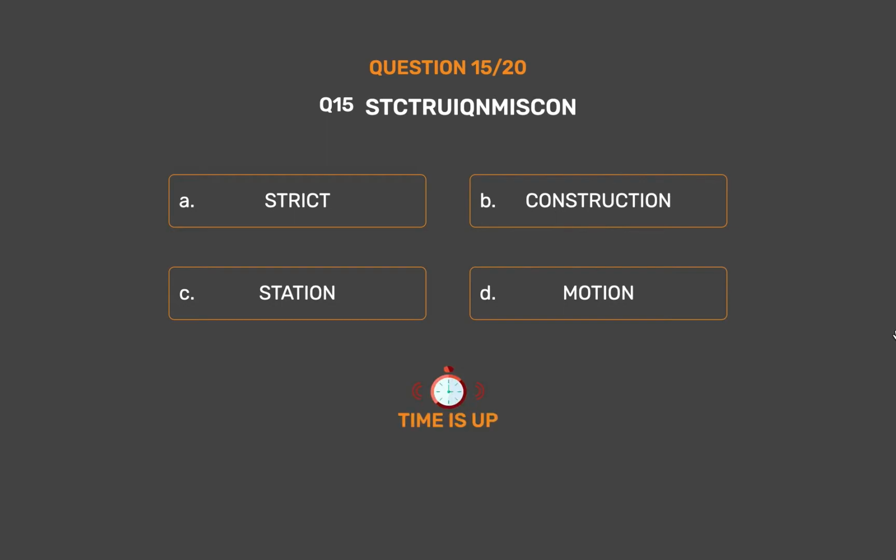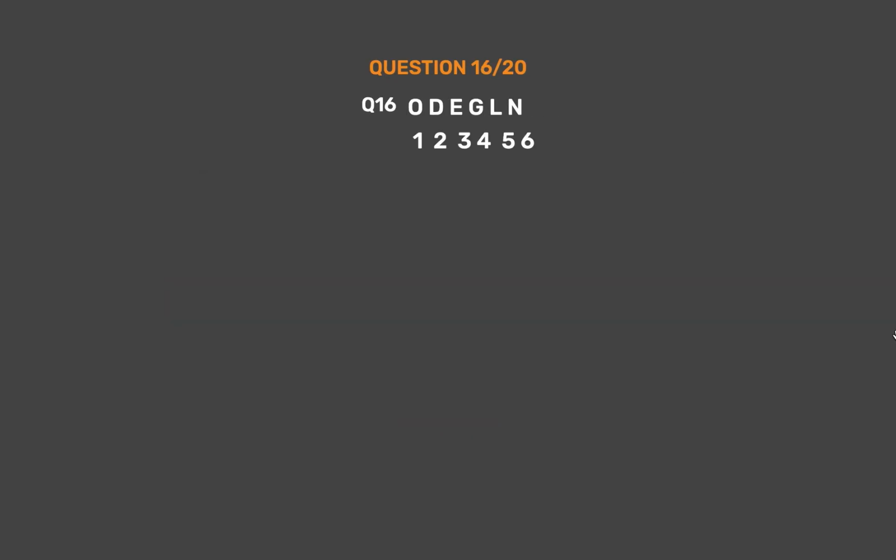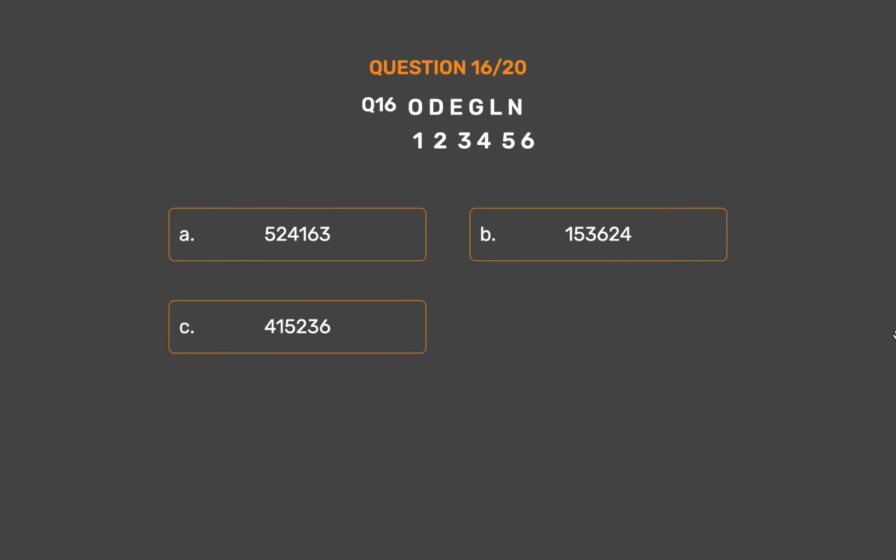The correct answer is option C. Station. Question number 16. ODEGLN 123456. Option A. 5, 2, 4, 1, 6, 3. Option B. 1, 5, 3, 6, 2, 4. Option C. 4, 1, 5, 2, 3, 6. Option D. 1, 4, 2, 5, 6, 3.